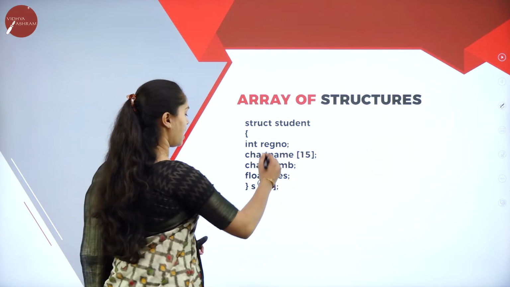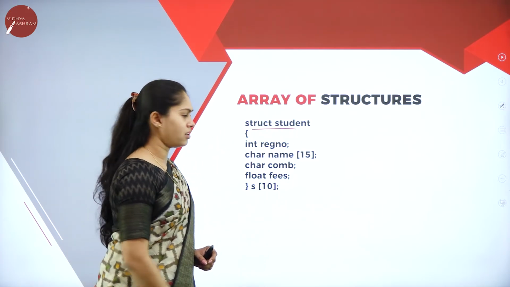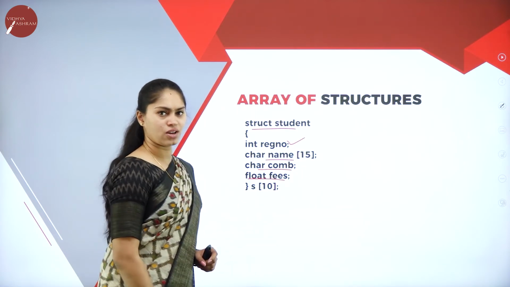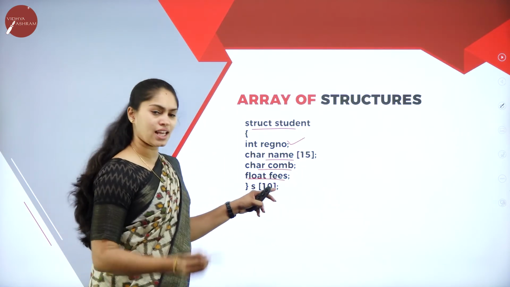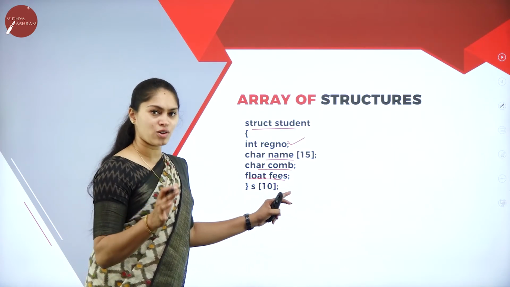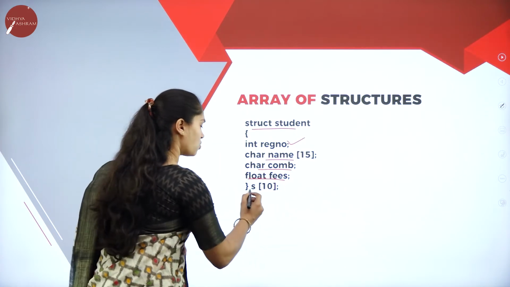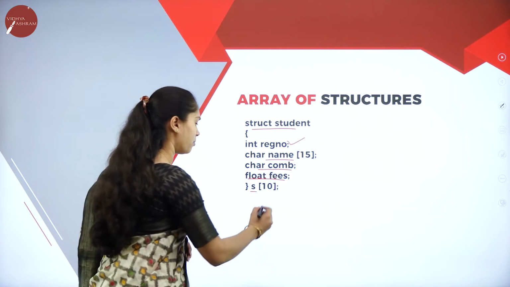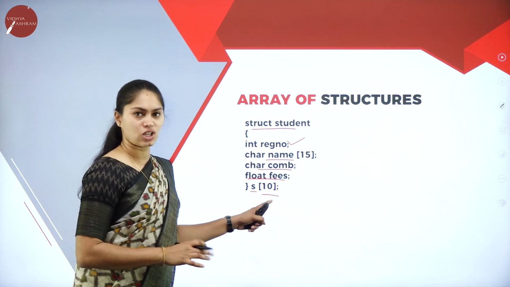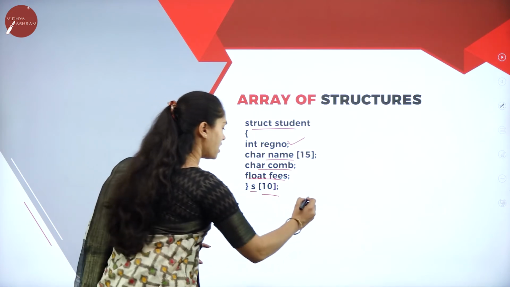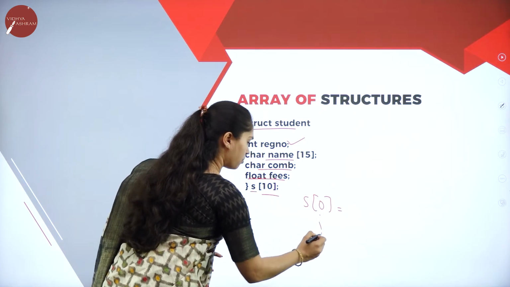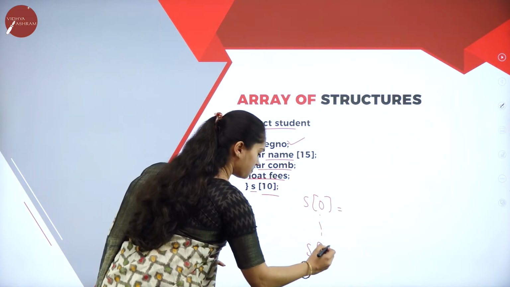So here you can see that in struct student, I have a register number, name, combination and fees. Instead of creating S1, S2, S3, S4 up to S10, how are we going to create an array of structure? I have to specify the name of a variable, and within the square bracket, I have to specify a length or a size. So what it indicates is a collection of S of 0 up to S of 9.